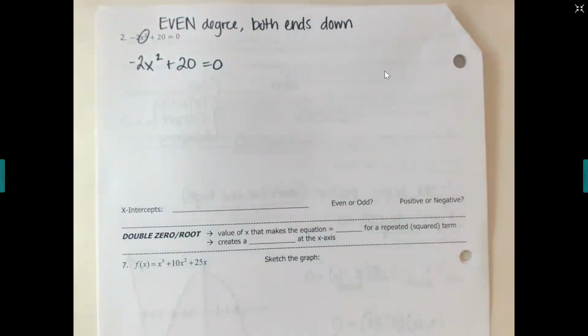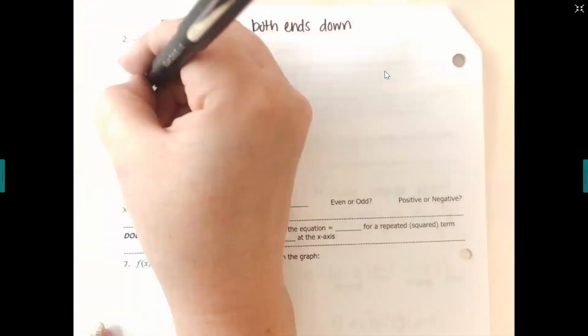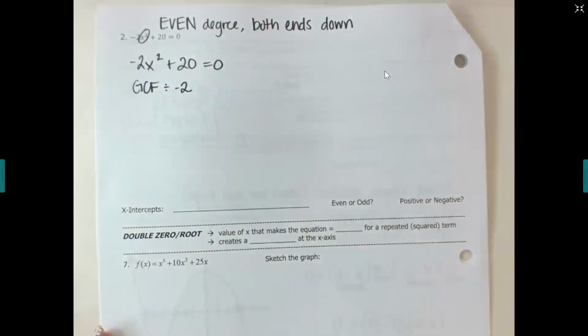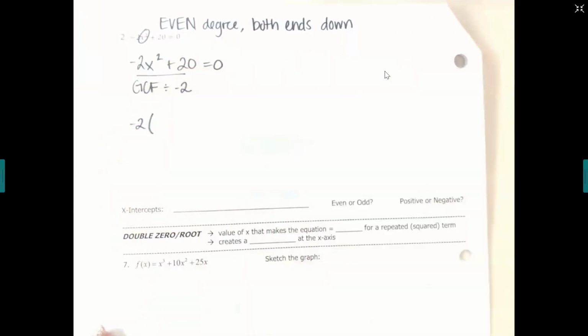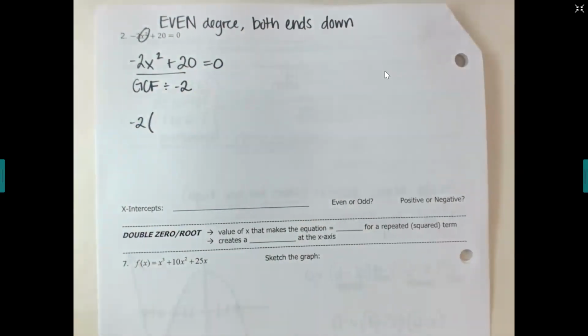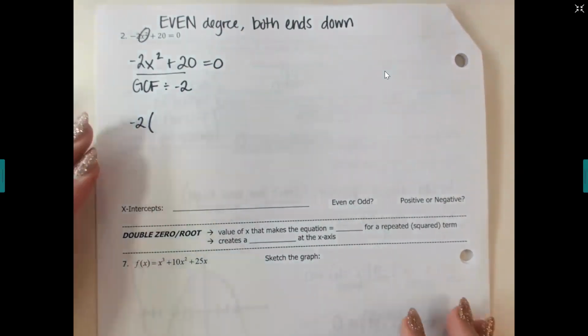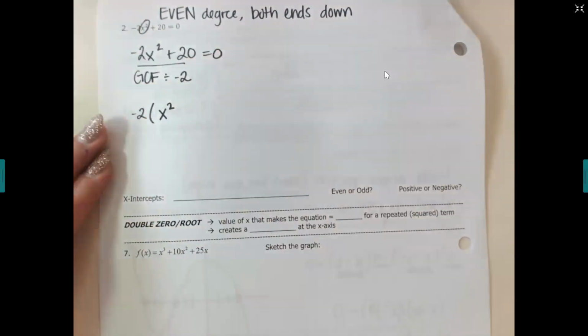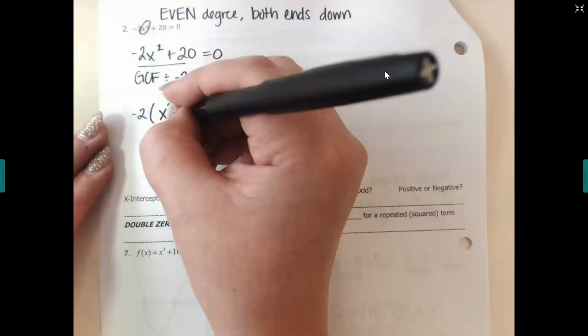Okay, are these perfect squares? No, but is there a GCF? What can they both divide by? 2. And if the first term is negative, you should take out the negative with it too. So I'm going to divide these by negative 2. And let's see what's left over. My negative 2x squared, if I divide the negative 2 out, leaves me with just a what? X squared. And then my plus 20, if I divide it by negative 2, turns into a what? Minus.